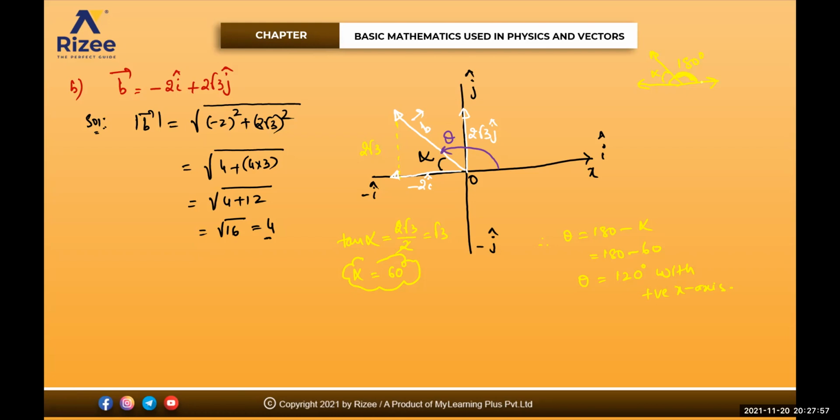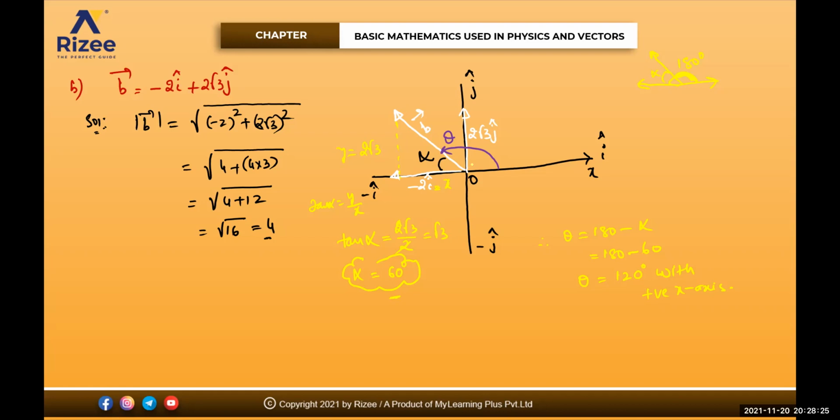So how do you write the value of alpha? You know the formula? Tan alpha is equal to y by x. This is your y. This is your x. So it is 2 root 3 divided by 2. 2 gets cancelled, root 3. So alpha is how much? 60. So theta will be equal to, total angle is 180, in that 180 you remove the alpha. So 180 minus 60 is 120 degrees with your positive x-axis.